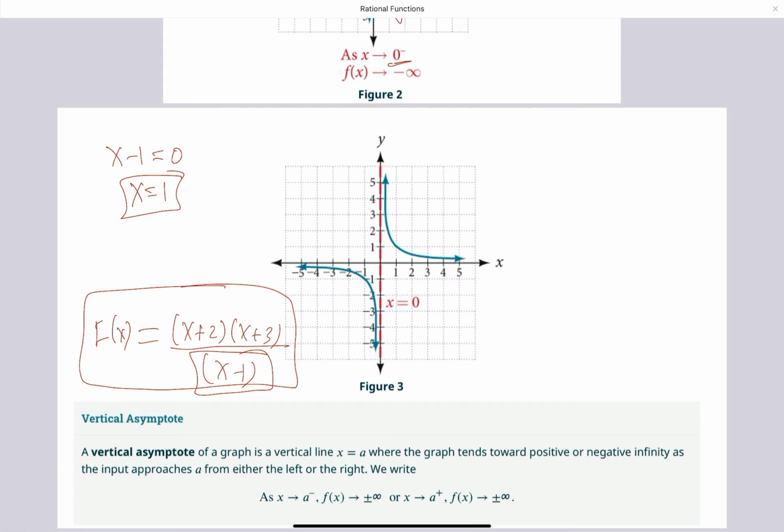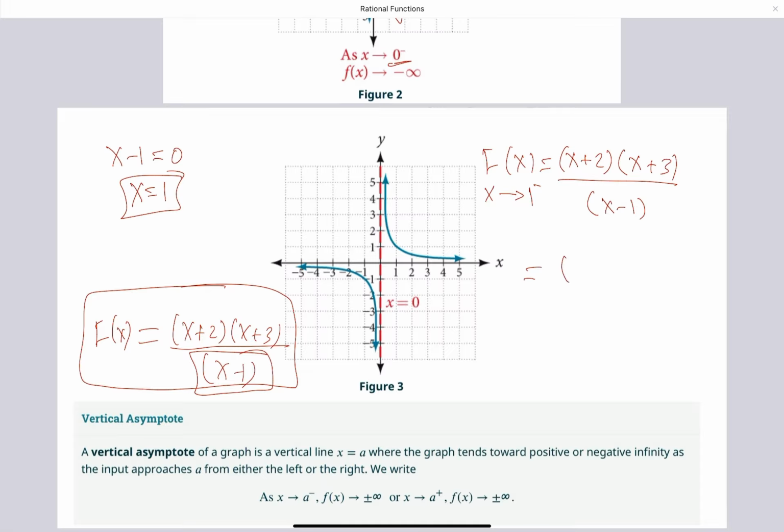But the question is, how do I find whether the output approaches negative infinity or positive infinity? Well, you simply plug it in. If I have f of x equal to x plus 2 multiplied by x plus 3 divided by x minus 1, the first step you can do is, as x approaches 1 minus, which is from the left side, you can plug this in.